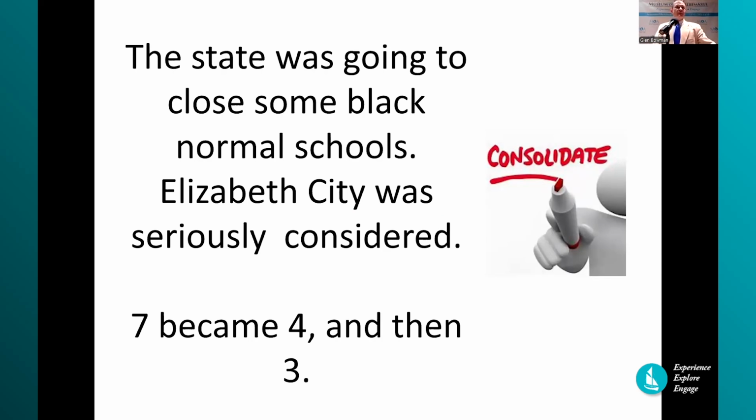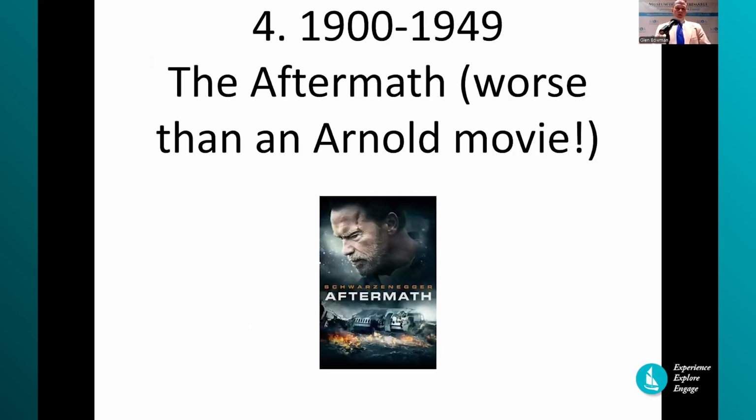People sometimes forget that there at one time were seven black normal schools here in North Carolina. Seven became four, four became three. These three still exist today: ECSU, Fayetteville State, Winston-Salem State. There were other ones. There was one in Plymouth, one in Salisbury, one in Franklinton. Those were closed.